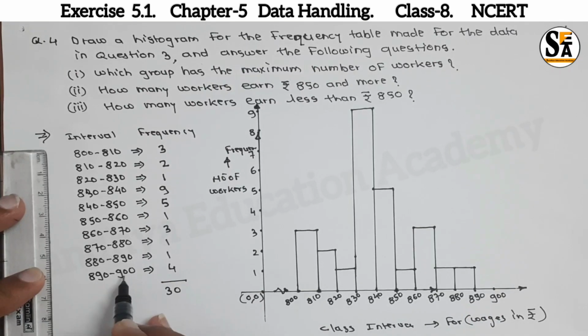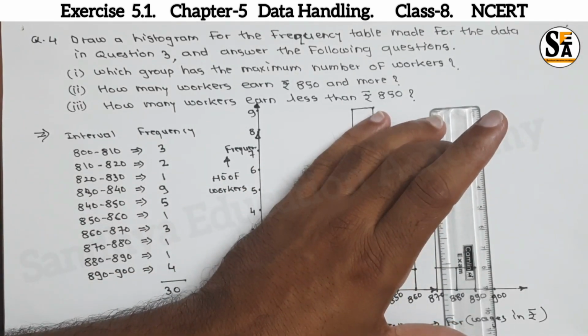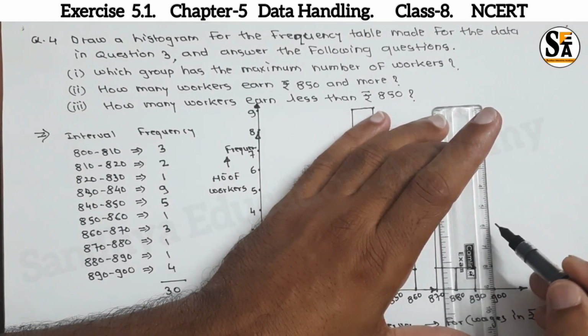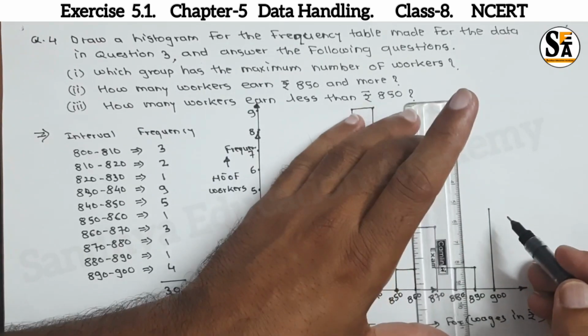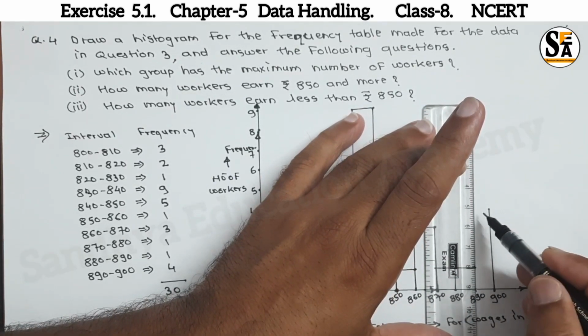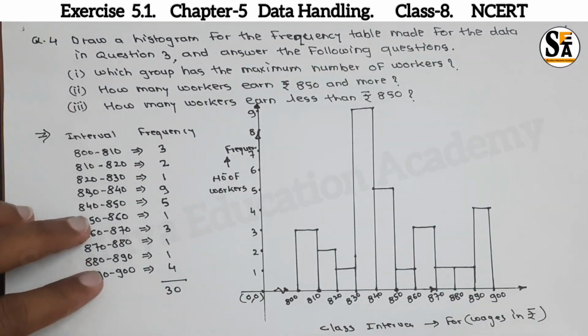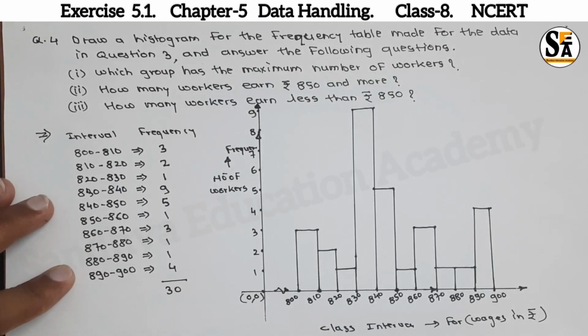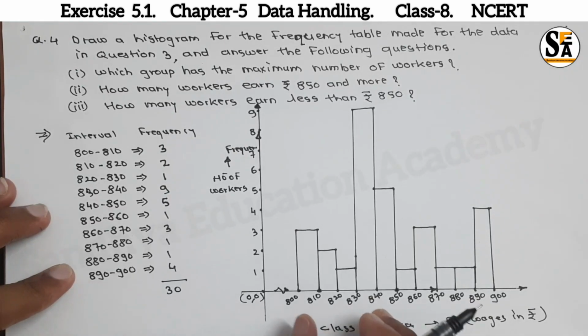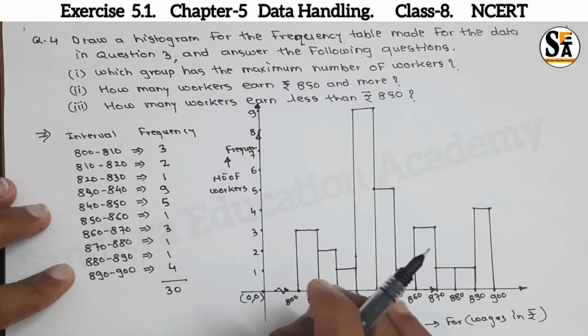And in the last interval, 890 to 900, 4 workers are there. So make a 4 centimeter vertical line, for this also, and join this. Thus, this is a histogram. Why is it called a histogram? Because we have taken a class interval of 10 rupees. These wages are in rupees. There is no gap between class intervals. So this bar graph is called a histogram.